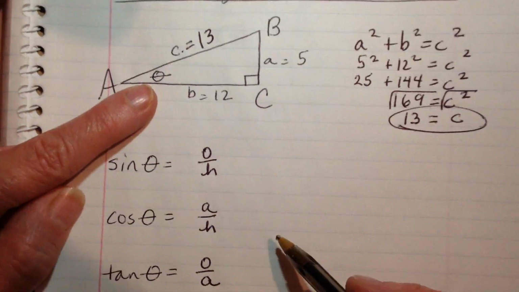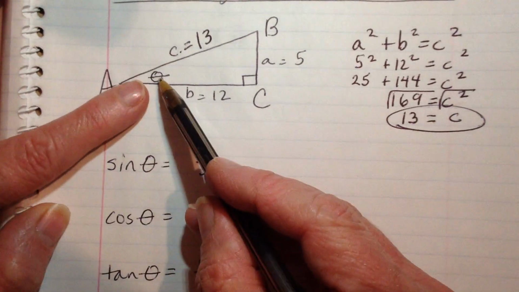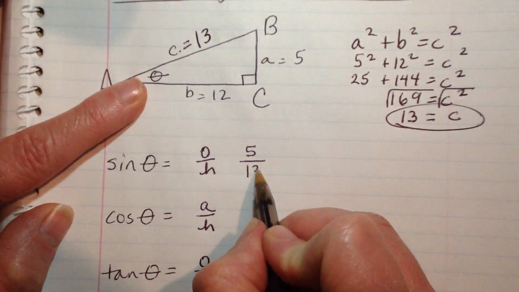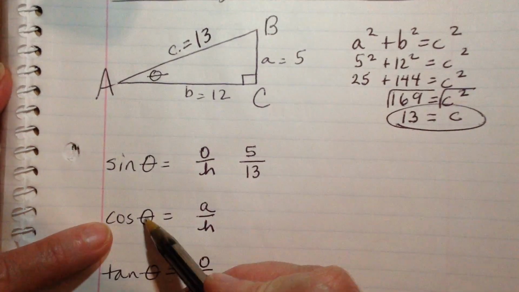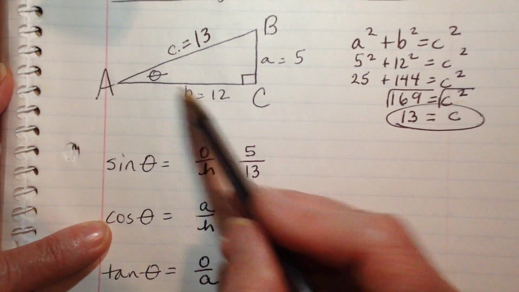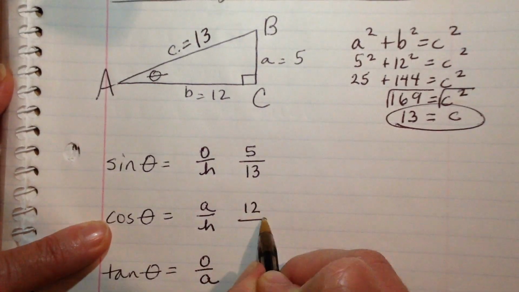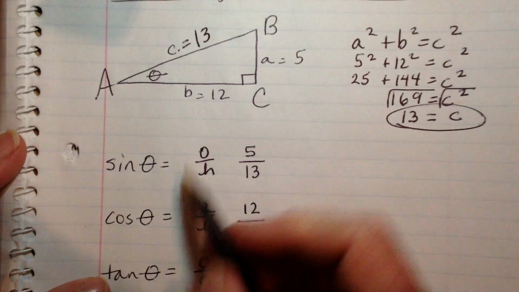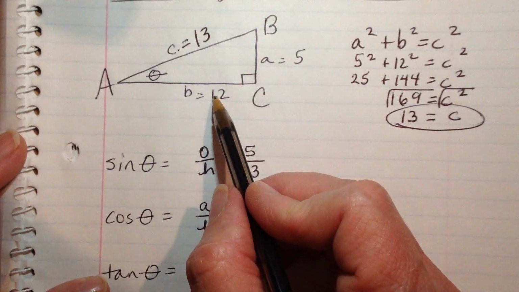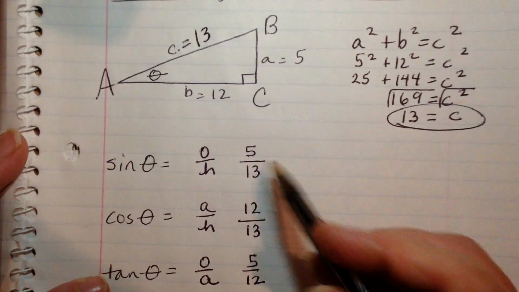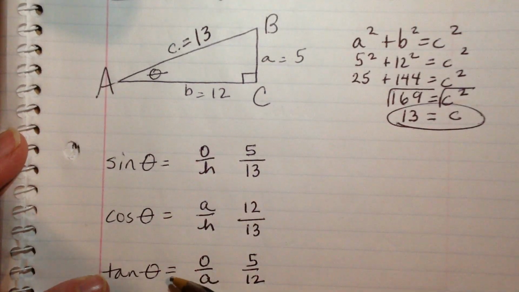So using theta, what is sine of theta? Opposite, which is 5, over hypotenuse, which is 13. Cosine of theta is adjacent, the side closest to theta, 12, divided by the hypotenuse, which is 13. Tangent, opposite of theta over adjacent of theta, which is 5/12. So sine, cosine, and tangent.